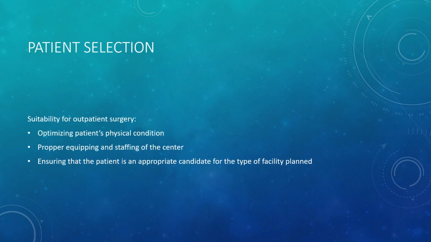Probably one of the most important aspects for ambulatory surgery is the patient selection. We need to assess our patient's suitability for outpatient surgery based on other conditions and their physical status optimized. Do we have proper equipment and staffing at the center? And to ensure that this patient is an appropriate candidate for this type of surgery in this type of facility.